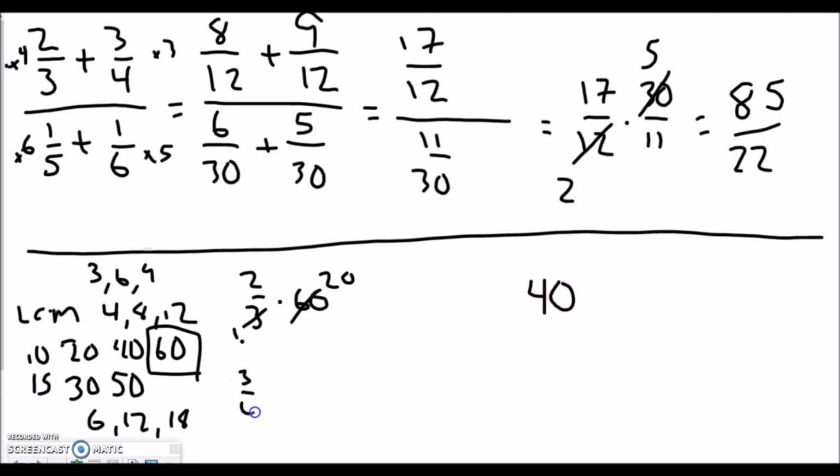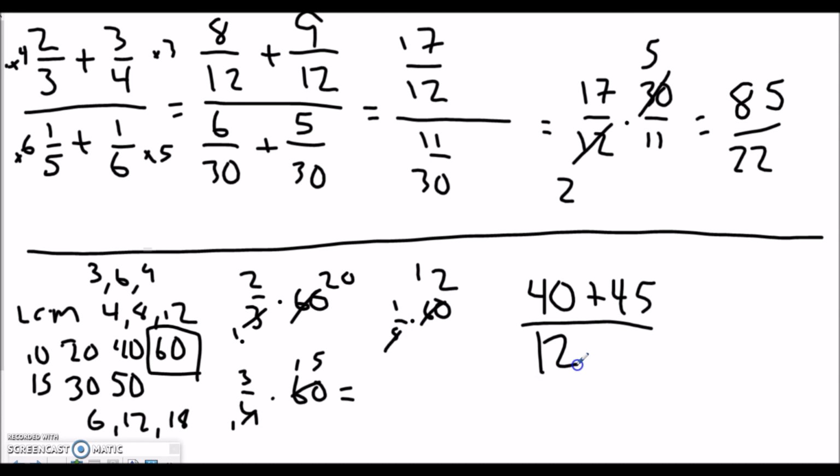Do the 3/4 times 60. That reduces to a 15 and a 1. 3 times 15 is 45. 1/5 times 60. That reduces to a 12 and a 1. 12 times 1 is 12. And 1/6 times 60 reduces to a 10 and a 1. 10 times 1 is 10.